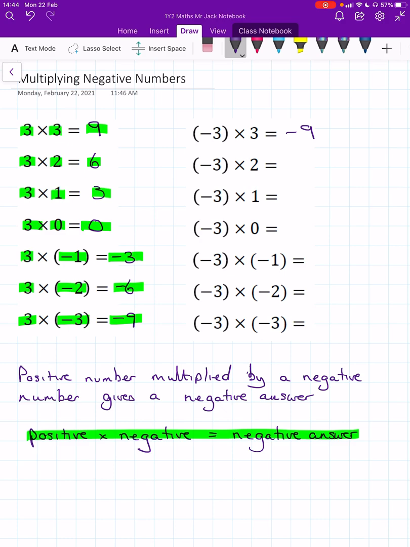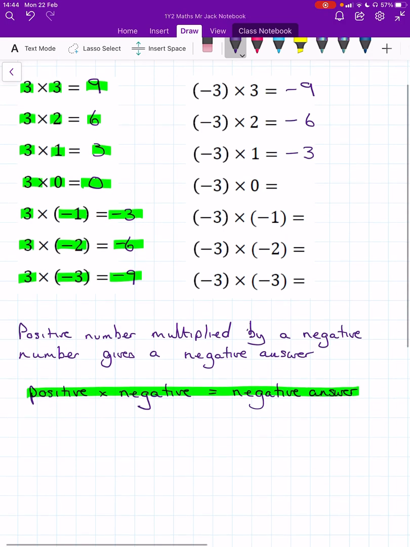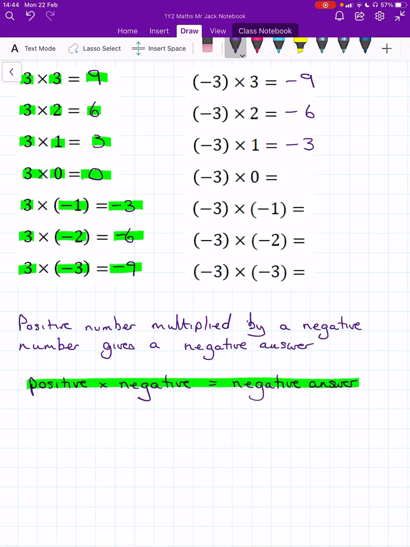Negative 3 times 2, well, that's a negative times a positive, so I know my answer is negative. And I also know that 2 times 3 is 6. Here I've got a negative times a positive, so I know my answer is going to be negative. And I know that 1 times 3 is 3. Anything multiplied by 0 is 0. Now 0 never gets a negative sign, okay? 0 is always just written as the number 0, okay?